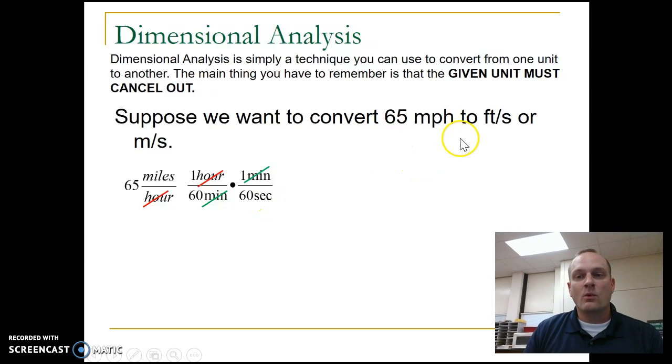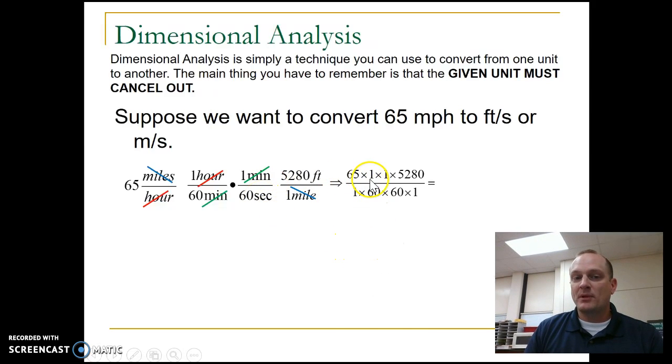But that's not what I wanted, right? I wanted to get to feet per second. Well, I know that 1 mile is the same thing as 5,280 feet. Okay, I needed the 1 mile on bottom here because I had miles on top to start with. Those two things need to cancel. Now if I stop with my conversion, now I have feet per second.